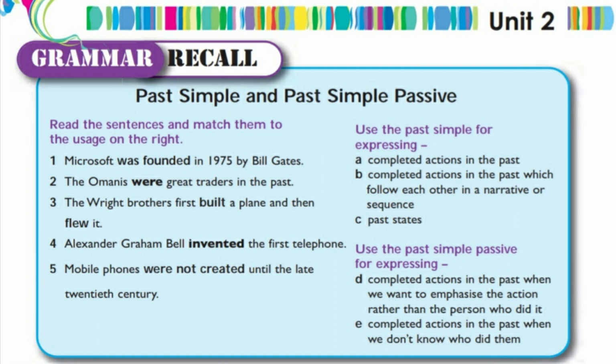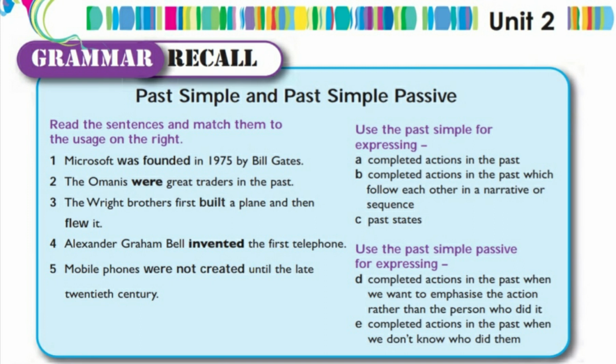And the third sentence, the Wright brothers first built a plane and then flew it. You notice that there are two verbs in a sequence, so this is B. And the fourth sentence is A. The answer is A because this is an action that happened and finished in the past, right?